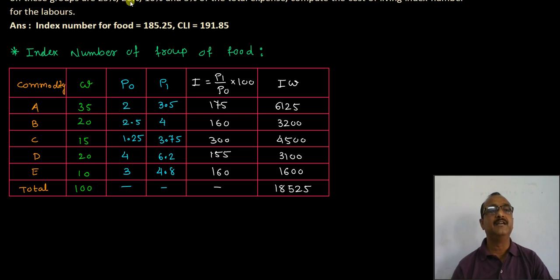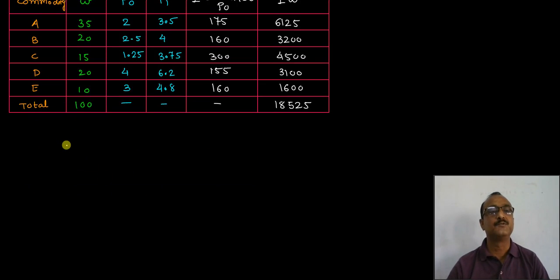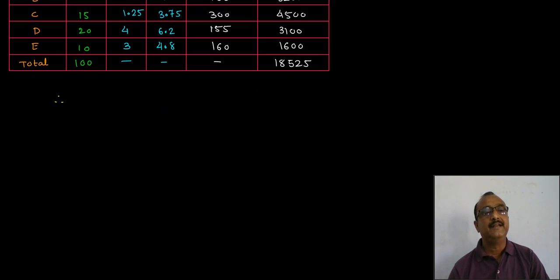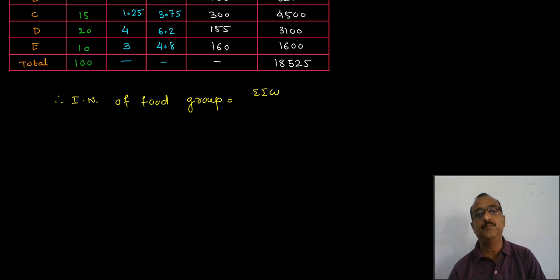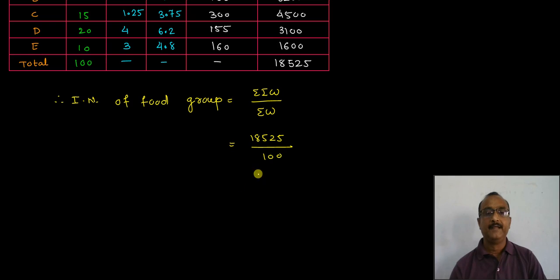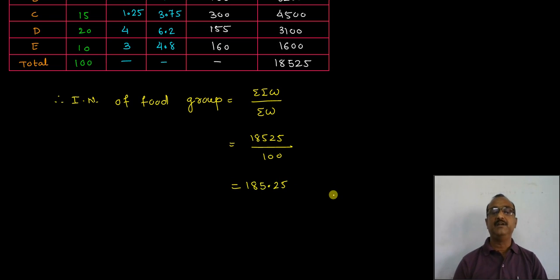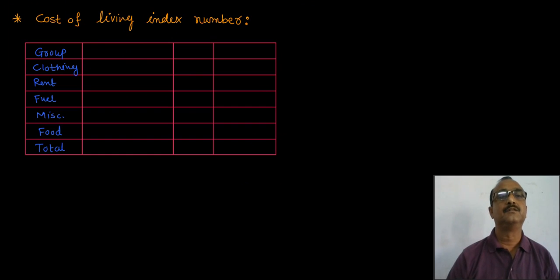Okay, but we have to write index number of 4 groups. Therefore, index number of food group is equal to sigma IW upon sigma W, and it is equal to 18525 divided by 100 equals to 185.25. Okay. Now we have to find cost of living index number. So let us prepare table first. So here is our table for calculation of cost of living index number.